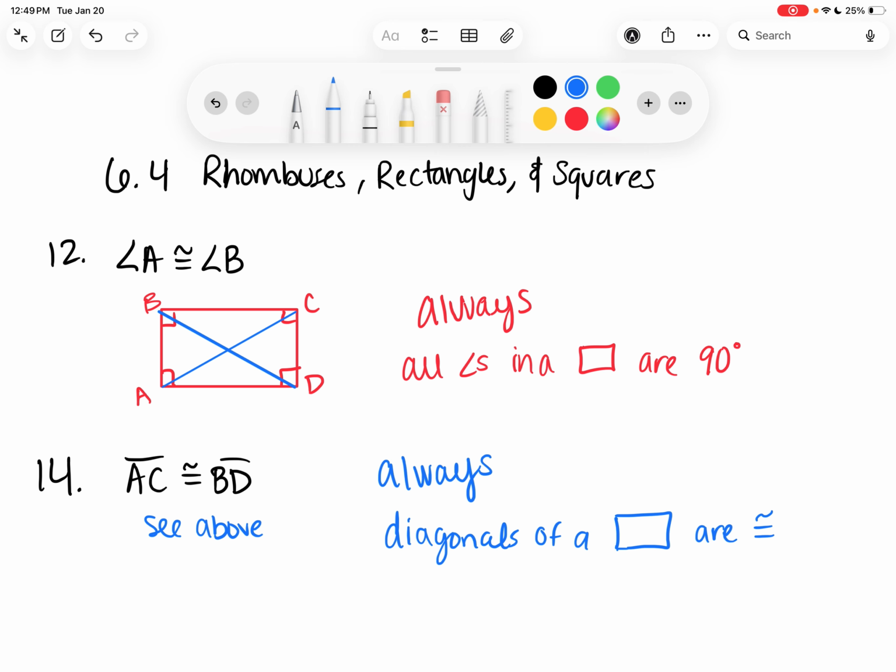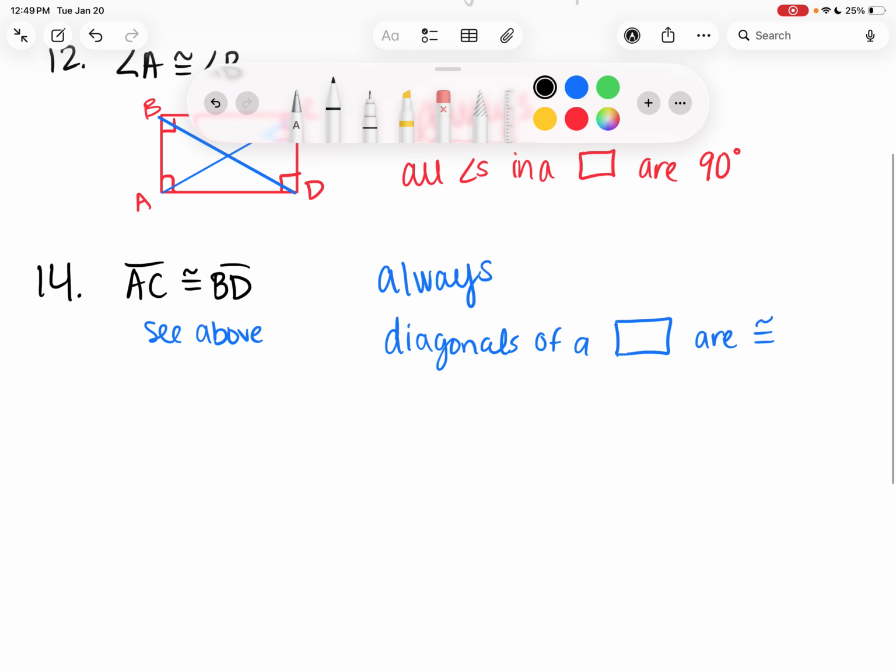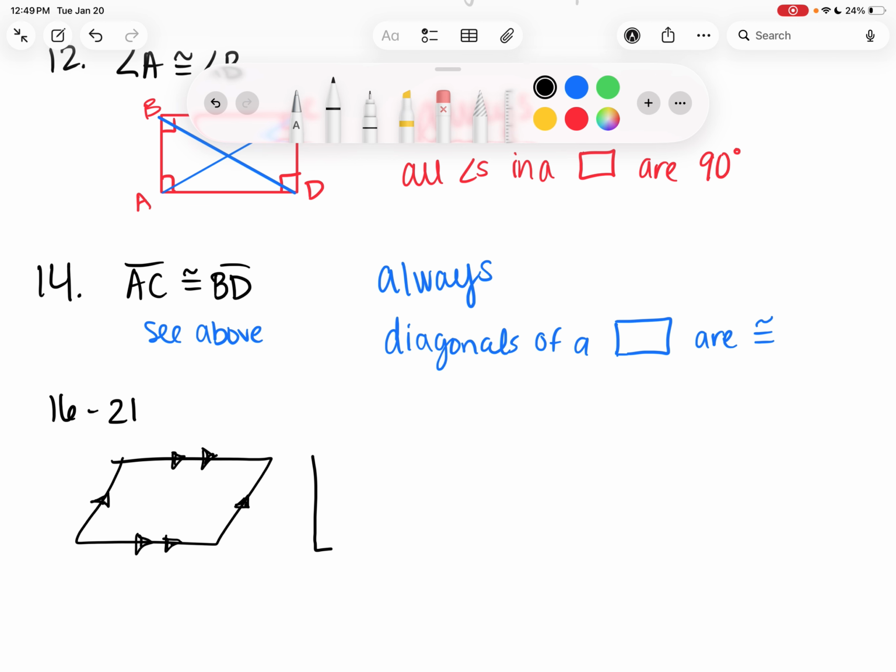All right, the next ones give us 4 pictures, so I'm going to draw them here for you. This is for 16 through 21. It says, list each quadrilateral for which the statement is true. So our options are parallelogram, I'm not going to write the names under these. I trust that you can figure out what these are.